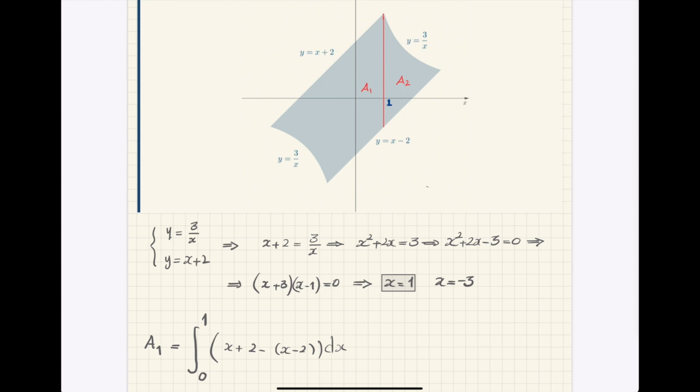Yeah, so this is the upper function in this area. This is playing the role of the upper function, and this one is the lower one. So I write the upper one first and the lower one second. And then I calculate the integral. First I simplify. I multiply this negative sign in.